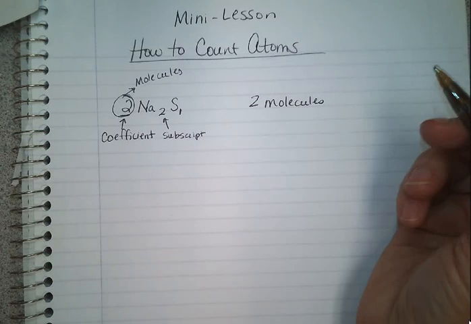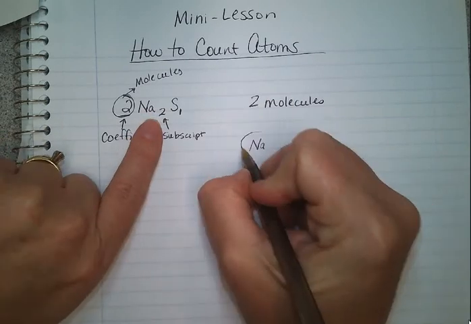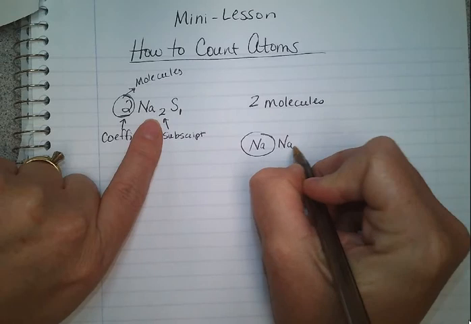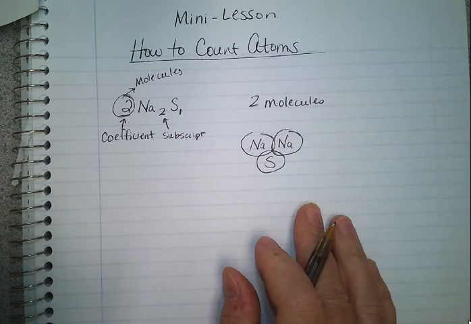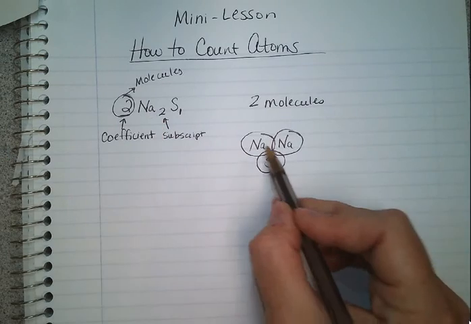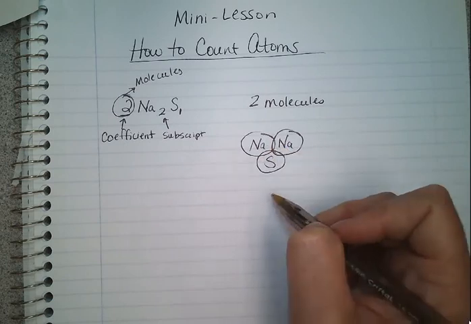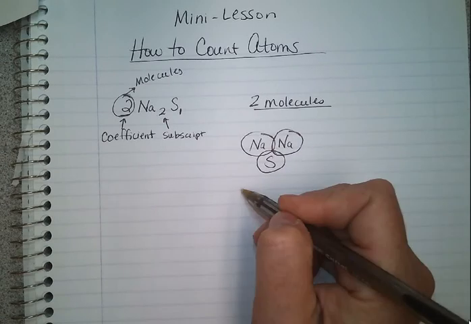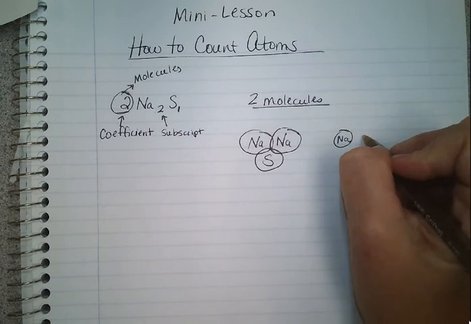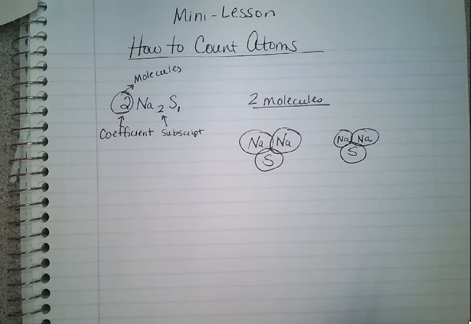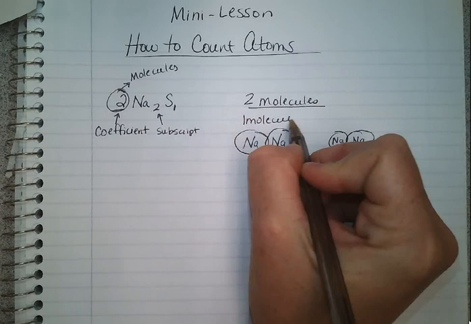Each molecule is basically telling me I have 2 sodium atoms. There's 2 sodium atoms bonded to a sulfur atom. Now whether it bonds like that or in a straight line or whatever, it doesn't matter right now to us. But what you have to know is that these 3 atoms are bonded together. And if I have 2 molecules, this here is 1 molecule. I have a whole other molecule of that. I have another sodium, 2 sodiums, and a sulfur. So this is 1 molecule. This is 2 molecules, or the second molecule.